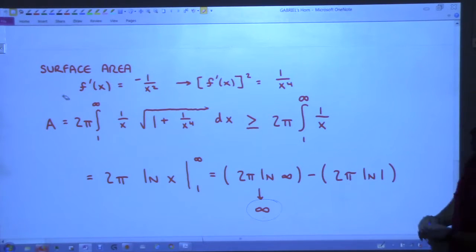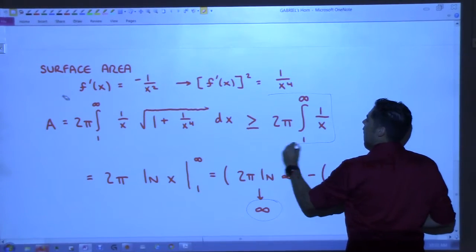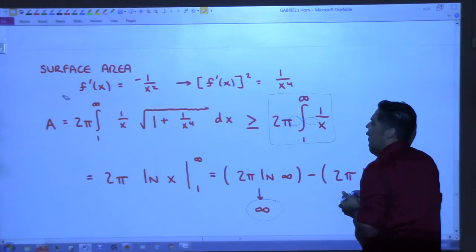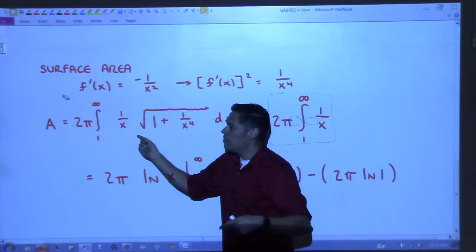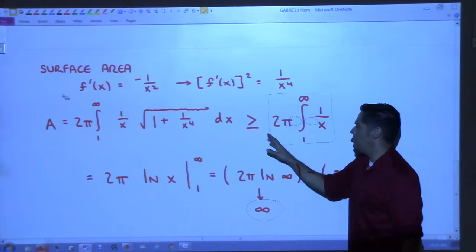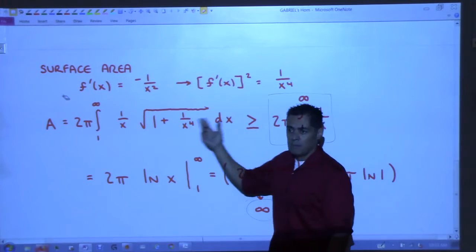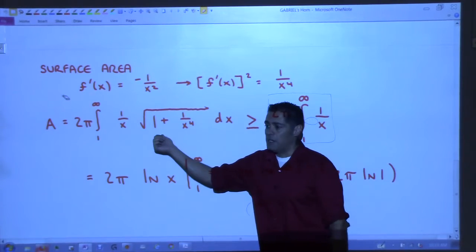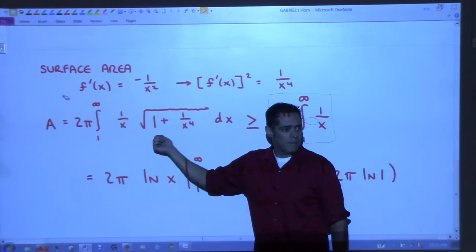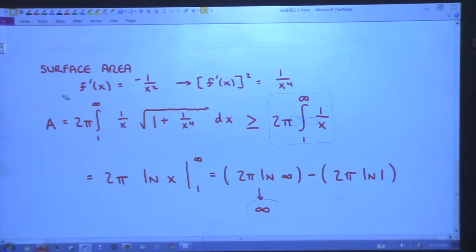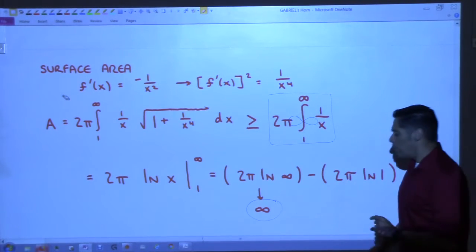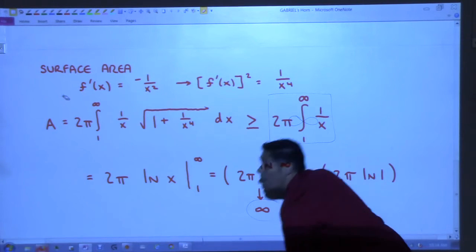And so what we're saying is that this integral right here is infinite, and the integral that represents the surface area of Gabriel's horn must be bigger than or equal to it. Well, you can't be equal to infinity, but this means this has to be infinite also. If you're bigger than infinity, then you are infinity also. So it's kind of like getting the answer through an approximation. It's not an approximation, it's a comparison.